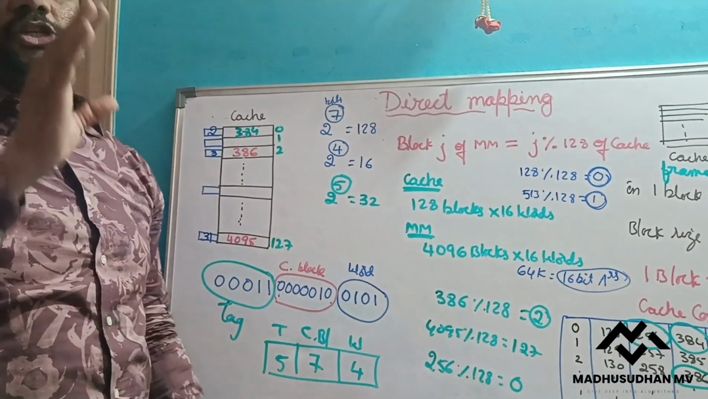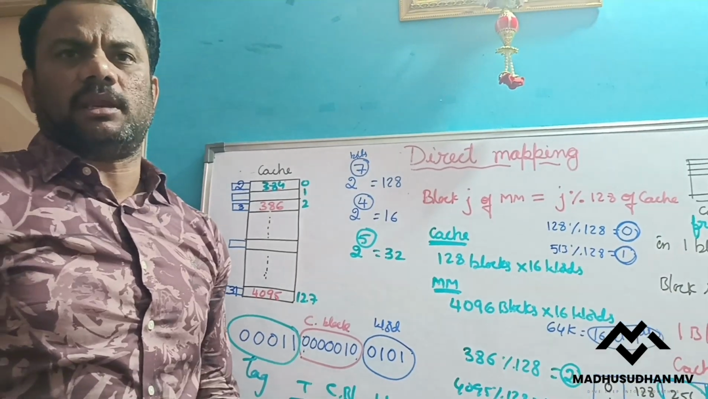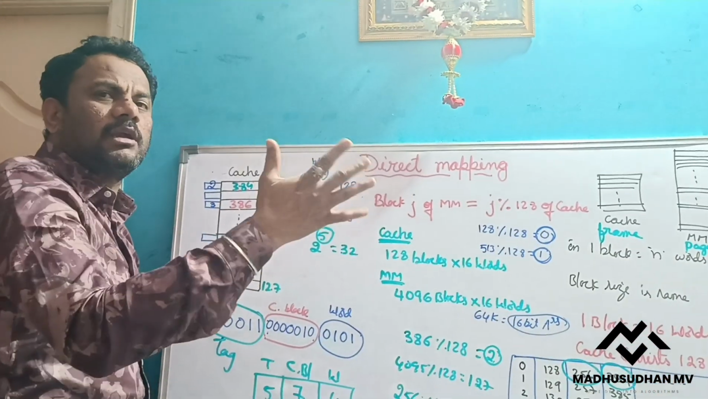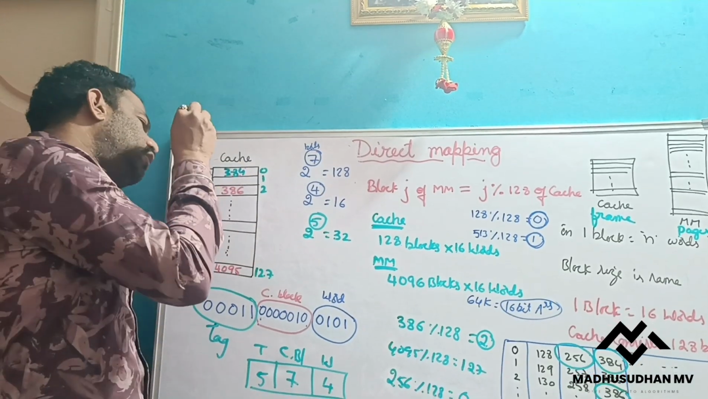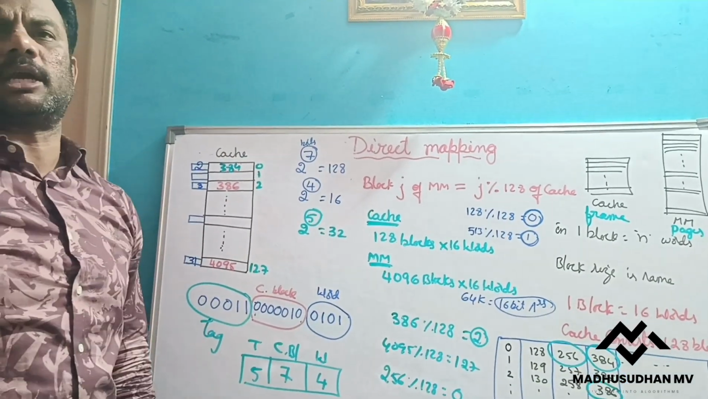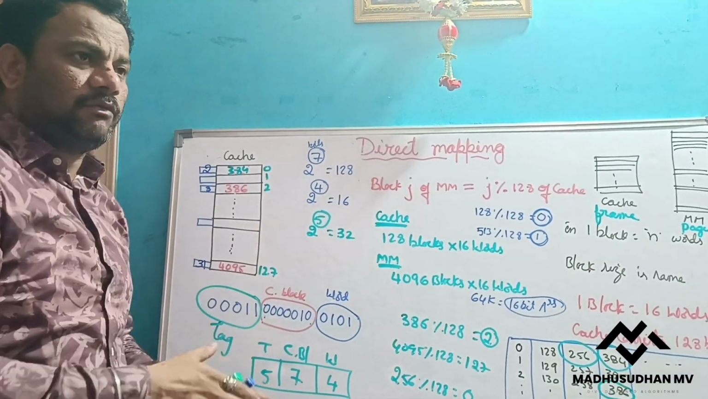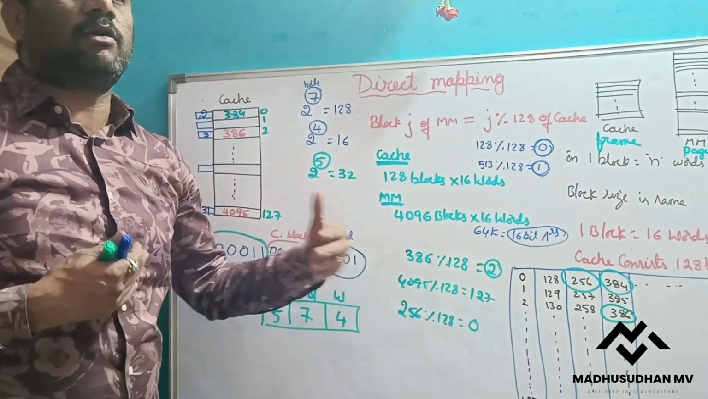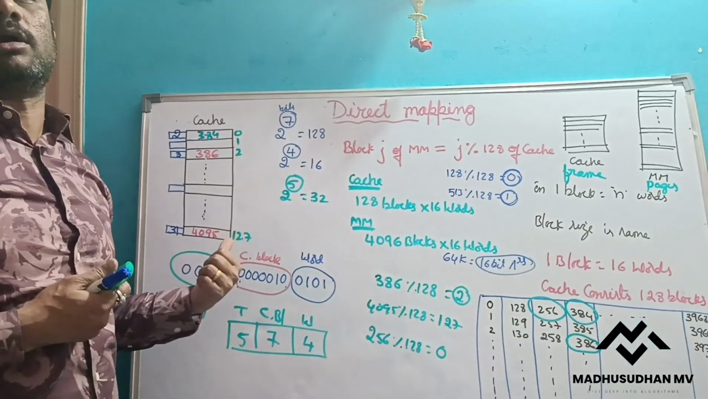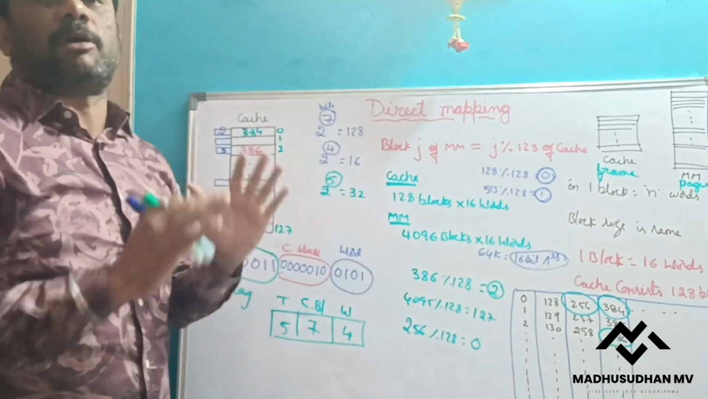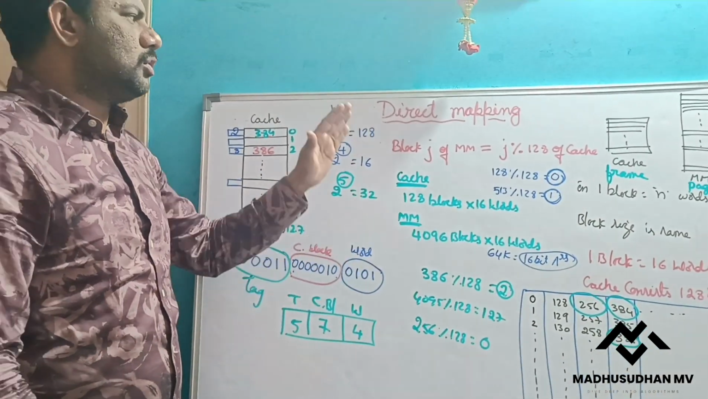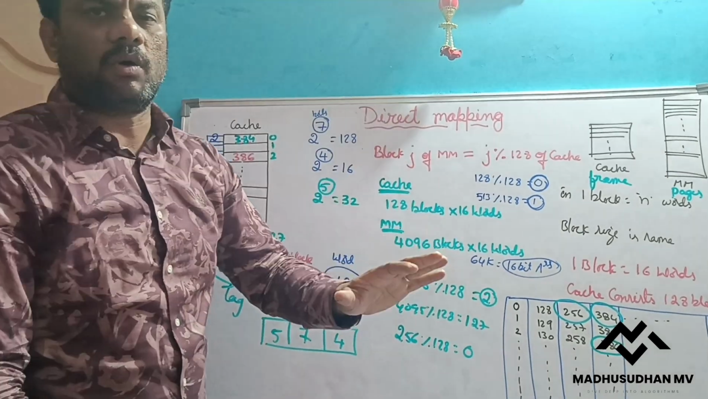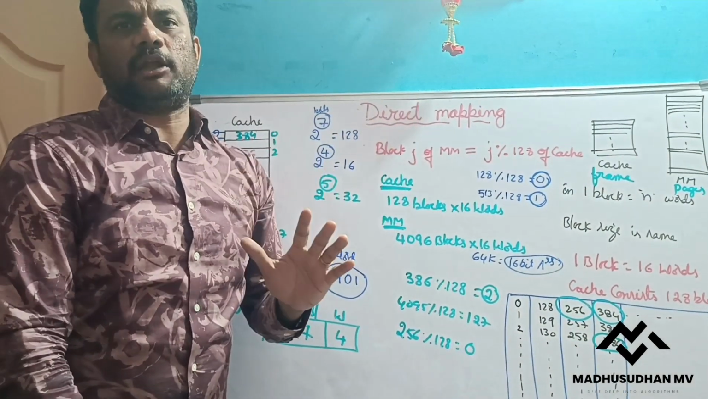So that is what is called contention. So memory contention will be there. That's the problem. Even though so many blocks are free, we cannot store there. We need to store here only. This is the problem in direct mapping. That means we don't have freedom. Whichever block we want, we cannot store it anywhere we want. So even though blocks are free it is not possible, this is the disadvantage. This disadvantage of direct mapping can be overcome in associative mapping.